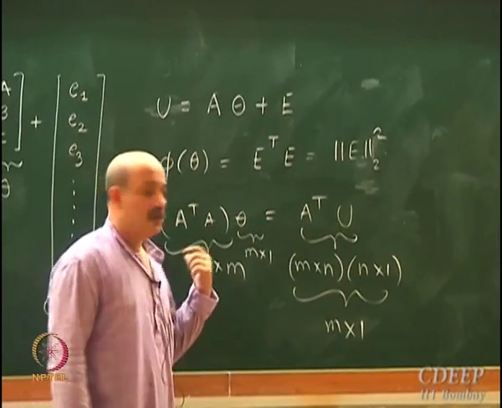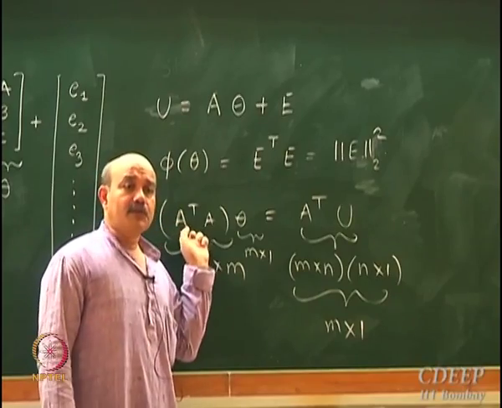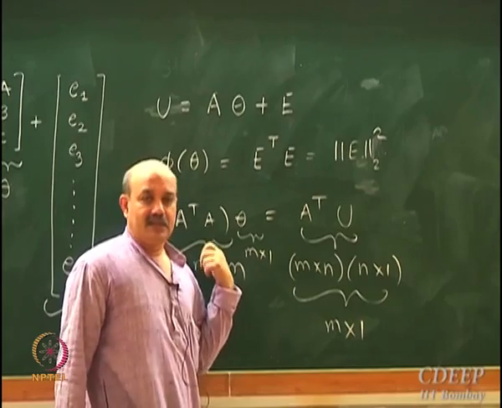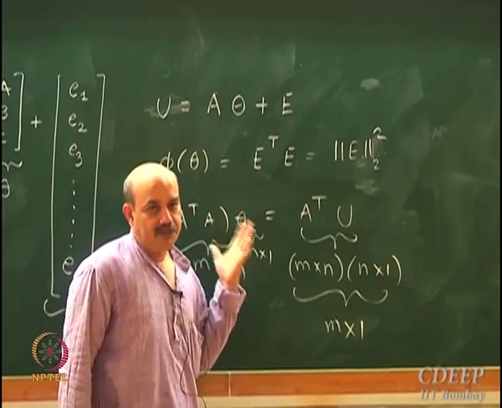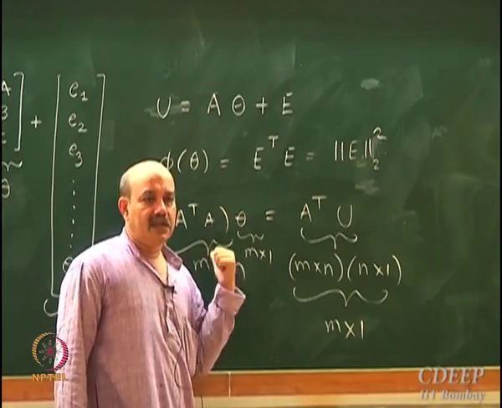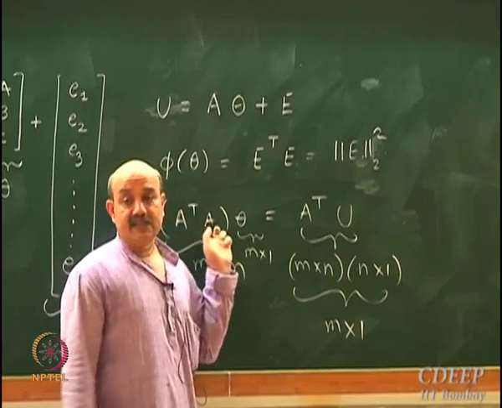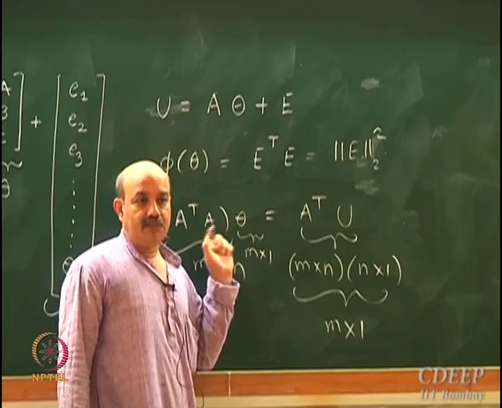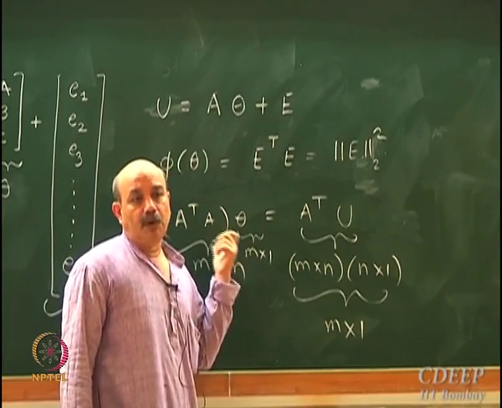Now, if the columns of A are linearly independent, just think about what I am saying. I am not going to prove it. If the columns of A are linearly independent, then this matrix is invertible. Not only that, this matrix will always be positive definite.